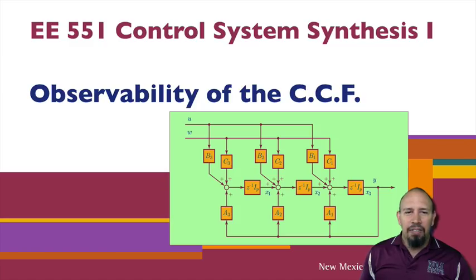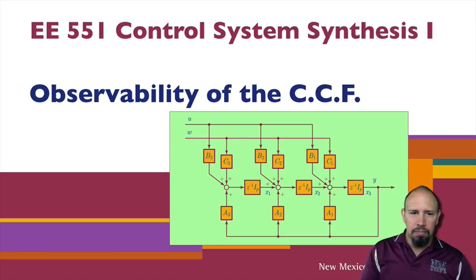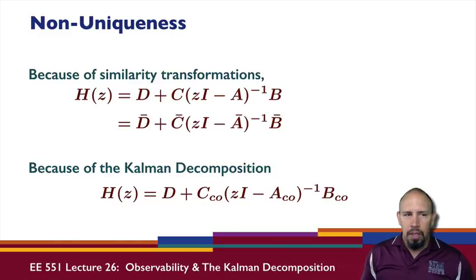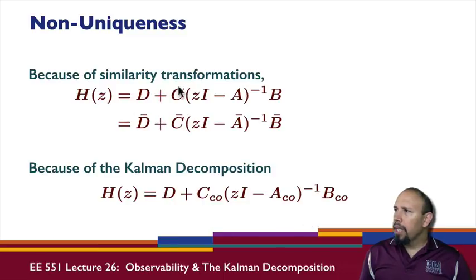The observability of the controllable canonical form. Now, we saw the controllable canonical form before. And if you recall, because of similarity transformations, even when I do a similarity transformation, the transfer function here, H of z, is the same regardless of which set of coordinates we use, whether the original coordinates or the transformed coordinates. We get the same transfer function.